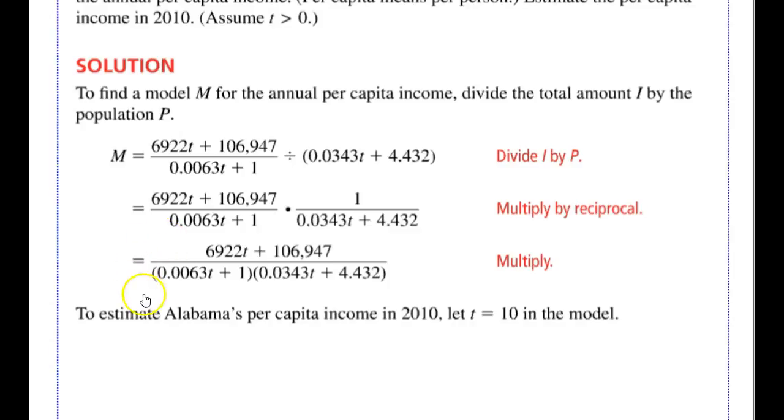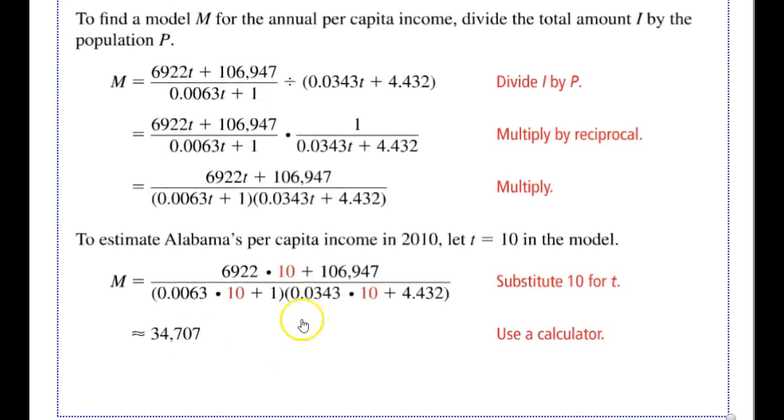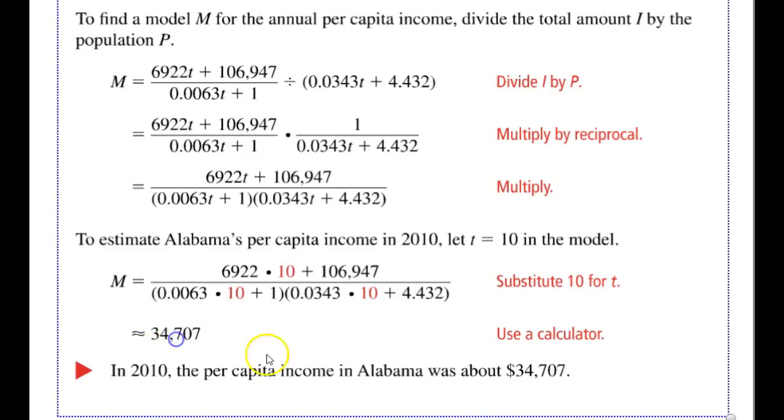So here's my model, right? And I don't have to simplify it any further than this because we're dealing with funky numbers, so I'm just going to leave it like this. So now the second part is I'm going to estimate in 2010. So T needs to be 10 in the model. So anywhere I see a T, I substitute a 10, and then I go ahead and calculate, using a calculator, that the estimate was 34,707.